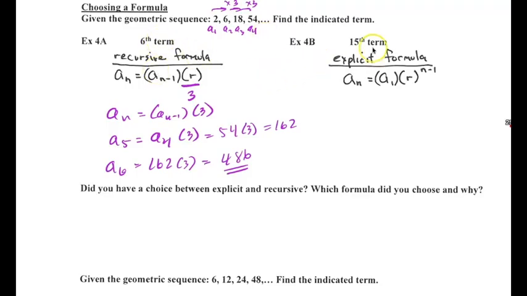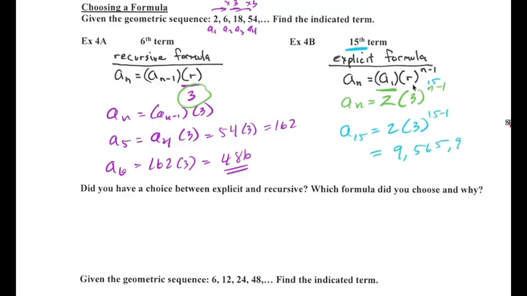Now, if they want me to find the 15th term, I don't want to do this 9 more times. It'll take forever. We'll just use the explicit formula. In that case, I just need a1, which is 2, and I need the r, which is 3. This is my explicit formula right here. The good thing about that formula is that if I want to find the 15th term, all I do is plug in 15. So I get a15 is just 2 times 3 to the 15 minus 1, which is a big number. We'll put that in a calculator and we get 9,565,938.